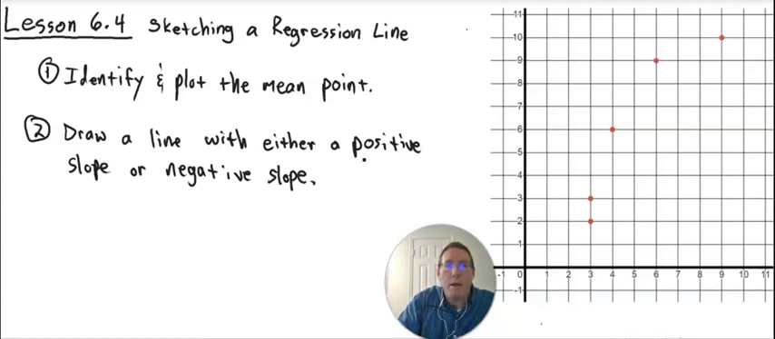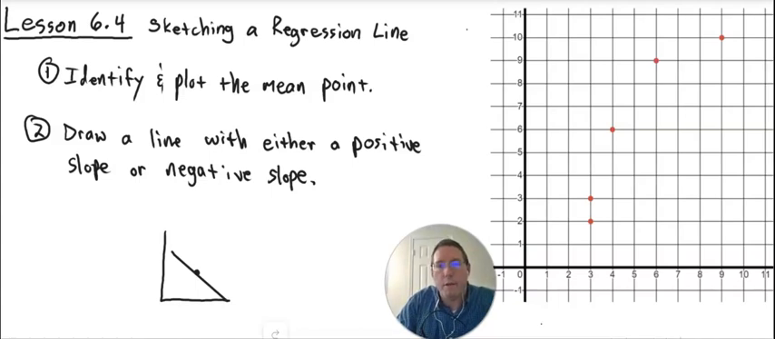And so basically, here's what we're going to do. If this is the coordinate plane, we're going to plot a point wherever the mean point is, and then we're going to draw either a positive line straight through it, or a negative line straight through it, and that's all we're going to do in this lesson, okay? It's pretty simple. And the idea here is we're getting an understanding of how to create a regression line with bivariate data.